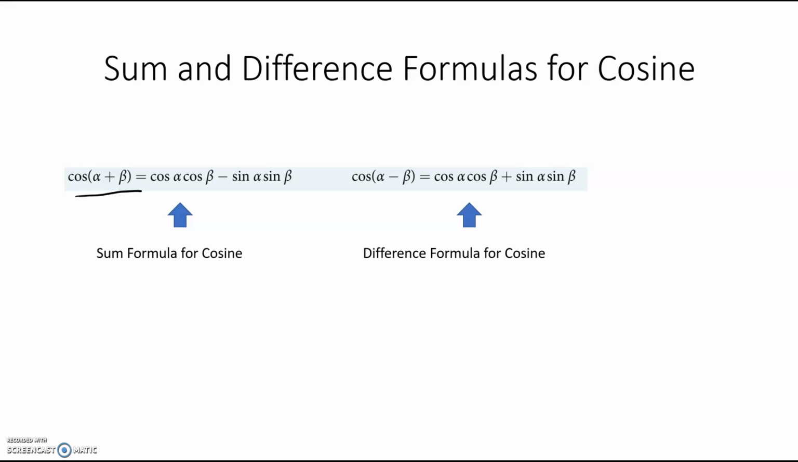If you have two angles that are adding together and you have cosine, then what you're going to have is cosine of that first angle times cosine of the second angle minus sine of that first angle times sine of the second angle. But if you have two angles that are subtracted from each other and a cosine, then you'll have cosine of the first angle times cosine of the second angle plus sine of the first angle times sine of the second angle. And just a note, notice if we're adding, we have a subtraction sign here, whereas if we're subtracting, we have an addition sign here, so they're backwards.